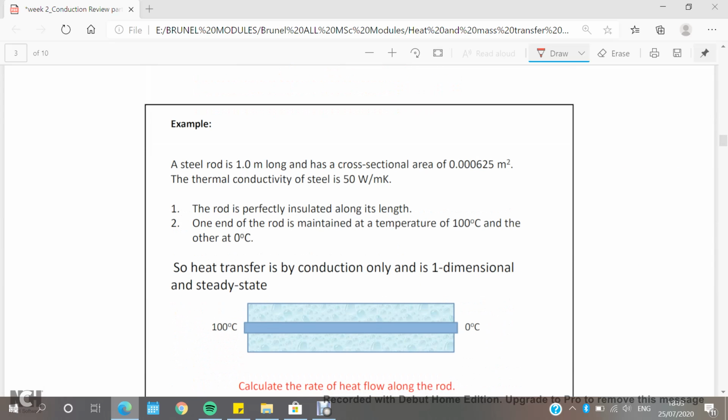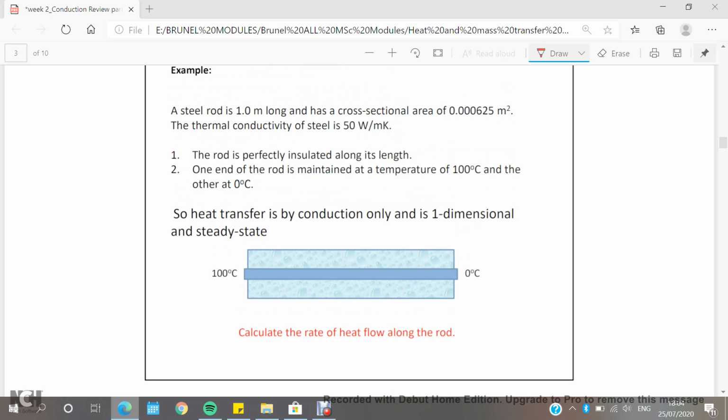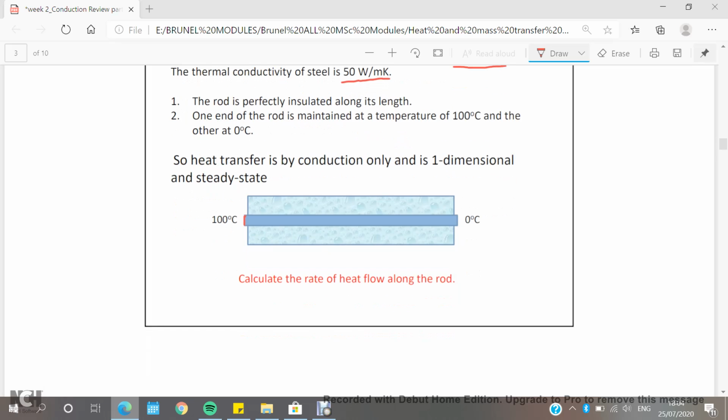Perfect. We have here a small example which describes how we can use this equation. I have here a 1 meter steel rod with a thermal conductivity of 50 watt per meter Kelvin, with a cross-section area of 0.000625 meter square, and this cross-section area is at 100 degrees Celsius, and the other section area at the end of the rod is at 0 degrees Celsius.